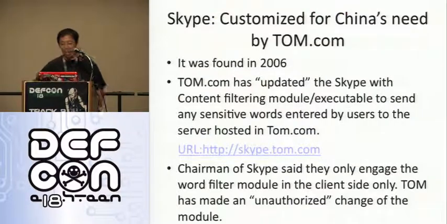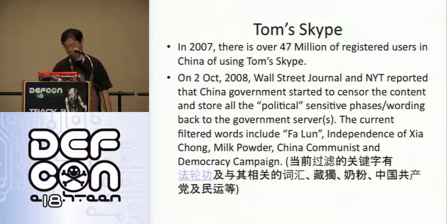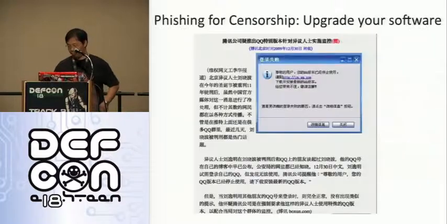And also there's Skype. It's customized in China, led by Tom.com. Actually, it's at Tom.Skype.com. Tom.com has a specialized edition of Skype. If you want censorship, please go there. Download it, install it. You will enjoy the keyword filtering. Yeah, and there are 47 million registered users in China using Tom's Skype. However, Tom.com changed the code without the authorization from Skype. The Skype CEO comes here and says, "Oh, I'm sorry, we didn't know they changed the code."